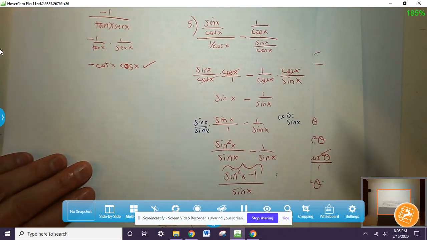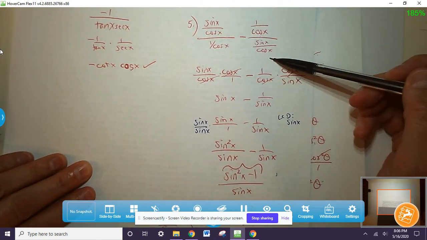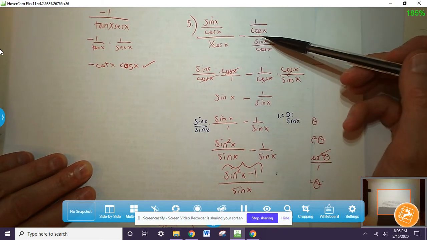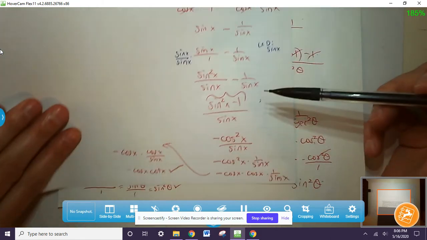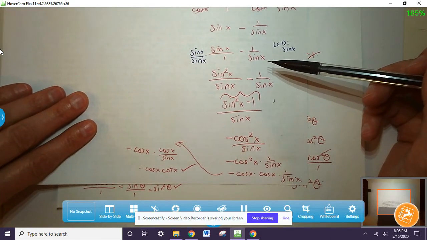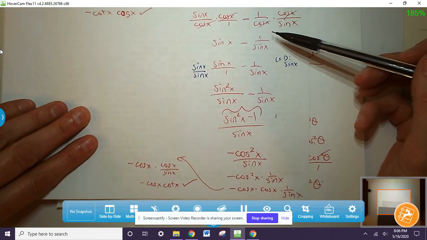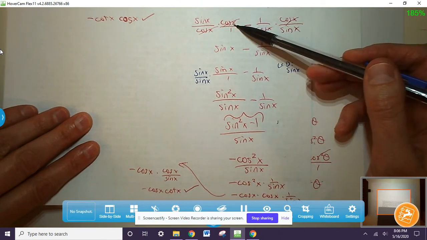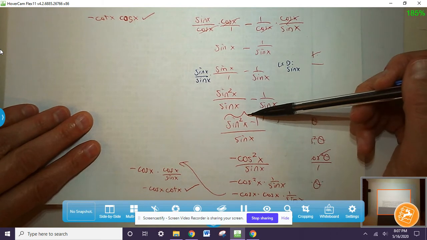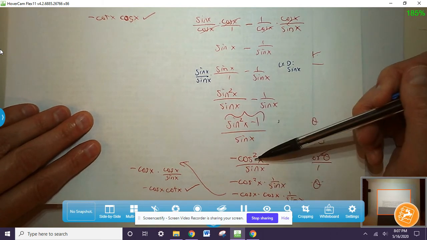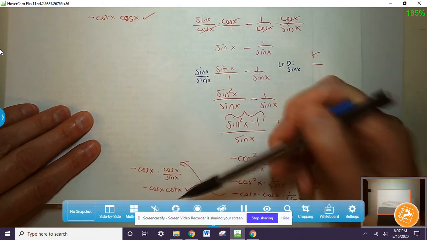So if you change everybody to sines and cosines, I same change flip this and same change flip this. That's not the only way to simplify that, but that's what I went with. And then after I reduced, I had to get a common denominator anyway, then use a Pythagorean identity. And then I had to split this up in order to get down to negative cosine cotangent.